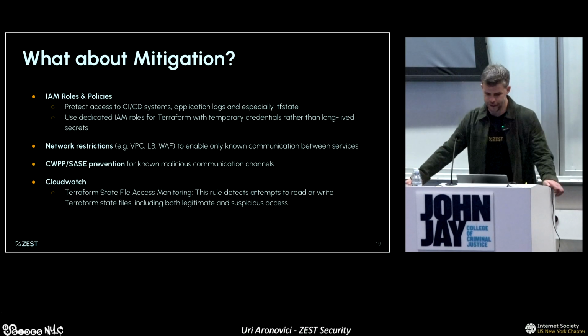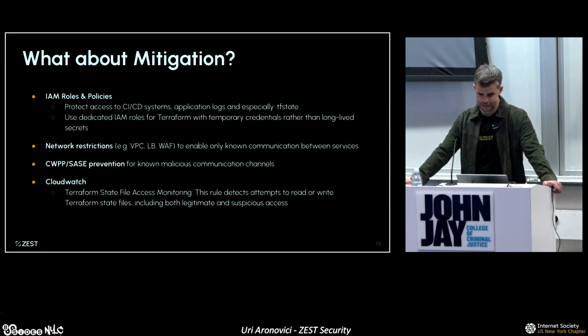Now let's talk about mitigation. Sometimes you cannot fix things. Sometimes you can implement some controls to reduce the risk. So these are four mitigations that I can offer you, but there are several more. The first one is to use IAM roles and policies to restrict access to your CI/CD system and application logs, especially for the TF state file. Use an IAM role for Terraform. Use only temporary credentials and not long-lived secrets.